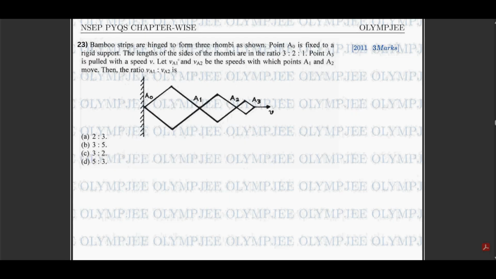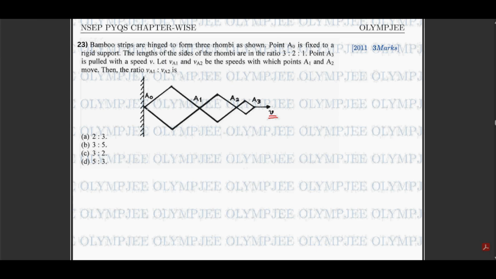Question 23 says bamboo strips are hinged to form 3 rhombi as shown. Points A0 is fixed to a rigid support. The length of the sides of rhombi are in ratio 3:2:1. Point A3 is pulled with speed V. Let VA1 and VA2 be the speeds of A1 and A2. Then the ratio of VA1 to VA2 is.